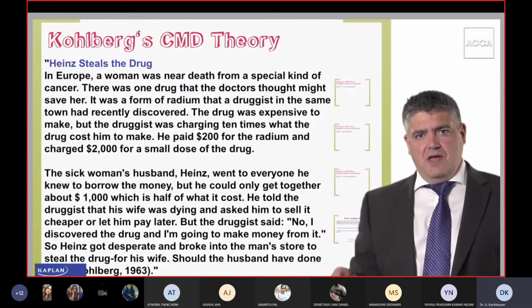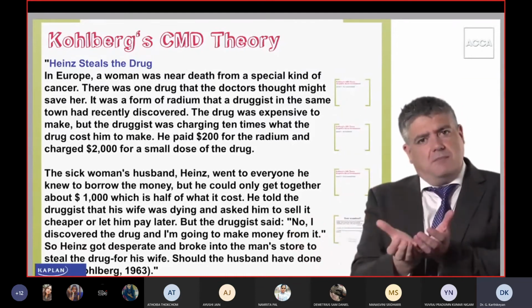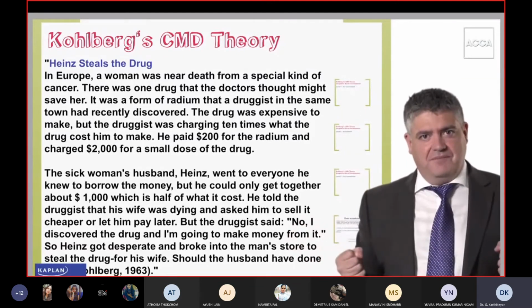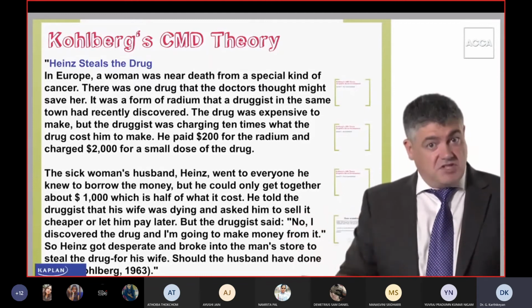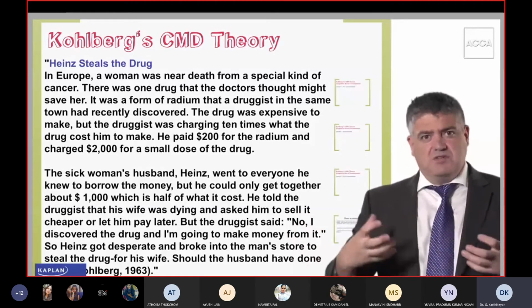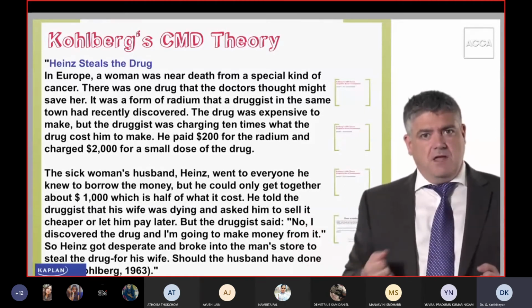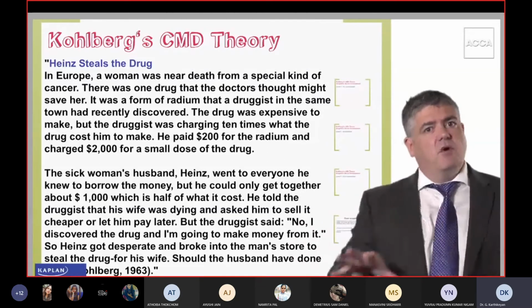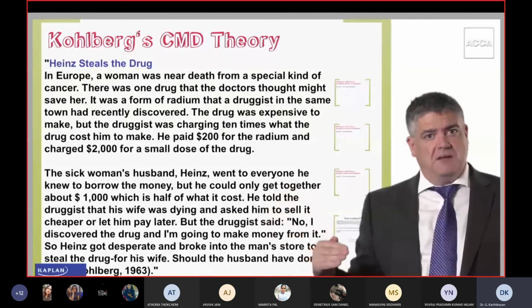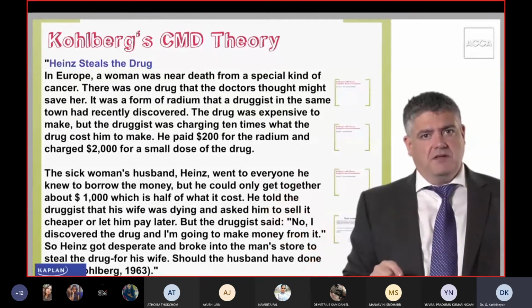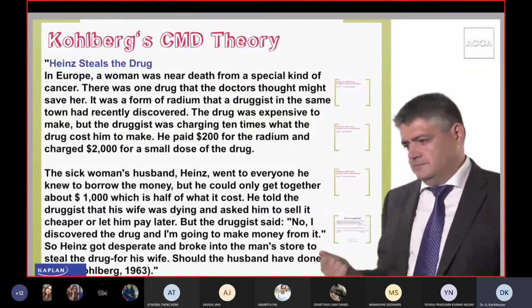decisions. And what he did was he took a series of dilemmas and gave them to children. And the children then gave a response, and from those responses, he developed his theory. So what I'd like to do is just give you a few moments to read through the Heinz dilemma and come up with an opinion.